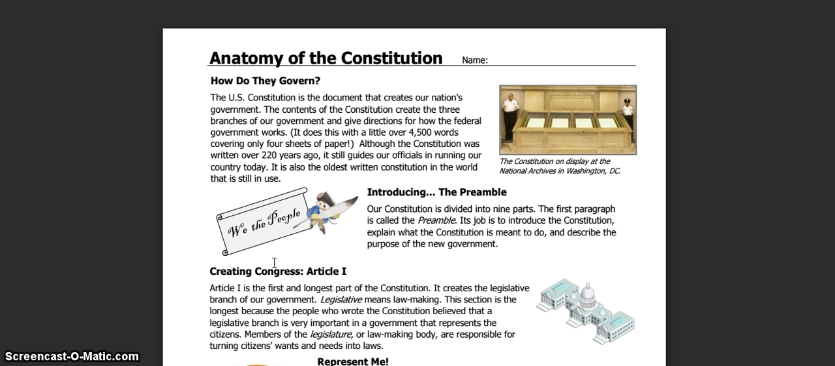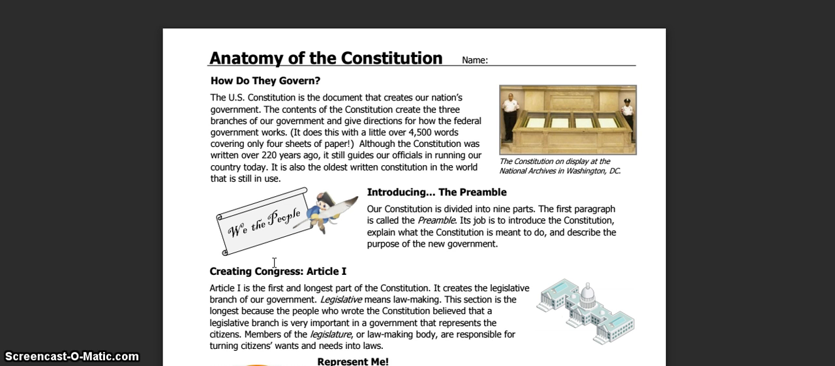Introducing the Preamble. Our Constitution is divided into 9 parts. The first paragraph is called the Preamble. Its job is to introduce the Constitution, explain what the Constitution is meant to do, and describe the purpose of the new government.